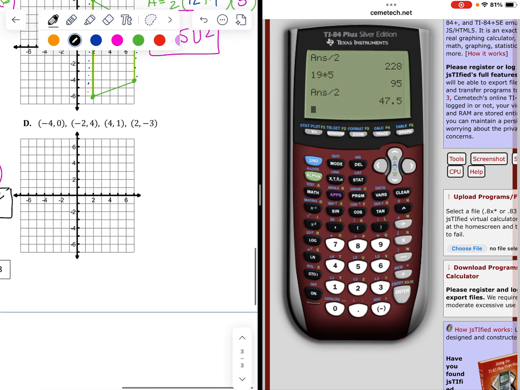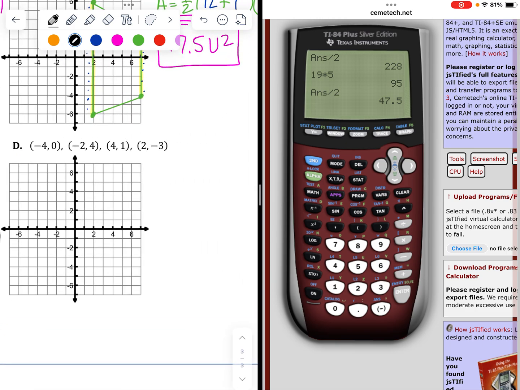All right, the very last one, this is another quadrilateral. We'll see if it's a trapezoid. Negative 4, 0. Negative 2, positive 4. 4, 1. 2, negative 3. Okay.